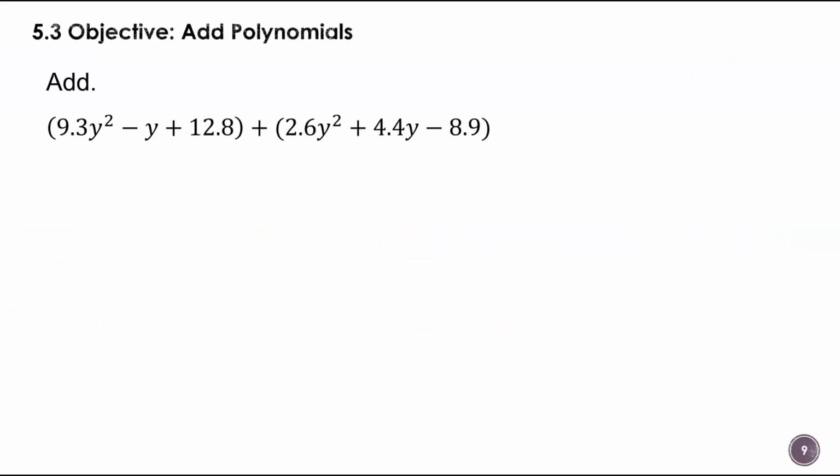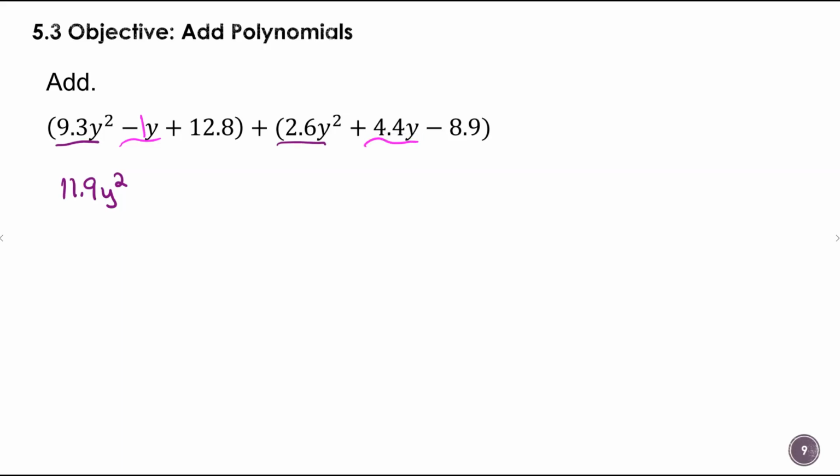Now, the only difference here is just that this has some decimal numbers, and decimal numbers are just numbers. And so we're going to treat this the same way. So let's do this. We're going to have these two that go together, right? So we're going to add a 9.3 and a 2.6. You can always just use your calculator with this, which gives us 11.9y squared.